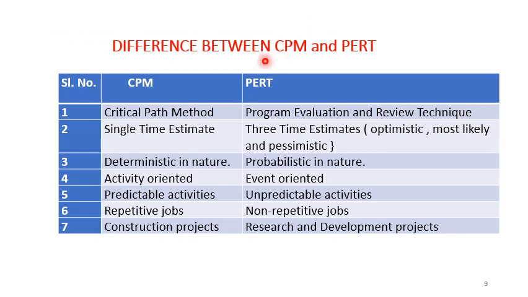Let us now see the difference between CPM and PERT. As already discussed, CPM stands for critical path method, whereas PERT stands for program evaluation and review technique. In CPM, we are using a single time estimate, whereas in program evaluation and review technique, we are using 3 time estimates, which are the optimistic, most likely and pessimistic time.